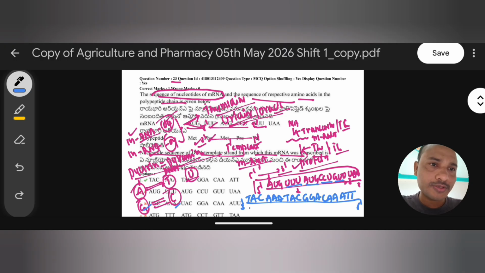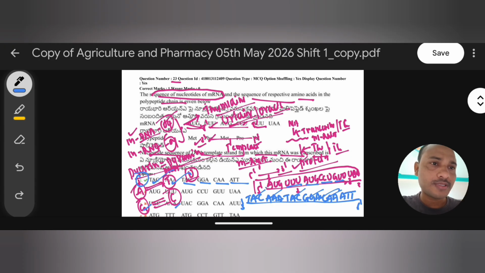So we have to choose where we have this TAC, TAC triple A, and then TAC here, and C double A here, and A double T. So the right answer is this one. Like that we have to find out the DNA template sequence once the mRNA sequence is given.